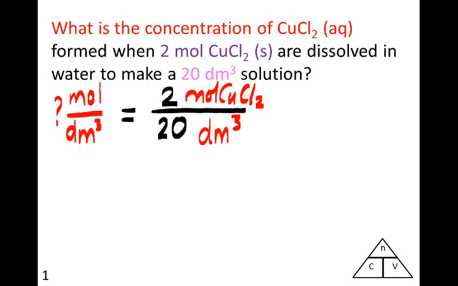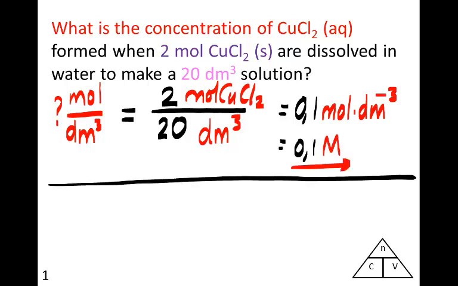You see how simple this is? We realize we need 2 moles at the top because mole must be at the top in the final answer. And we need to have the 20 decimeter cubed at the bottom because decimeter cubed must be at the bottom in our final answer. 2 divided by 20 is 0,1. The unit is mole per decimeter cubed. Another way to write this is 0,1 molar.